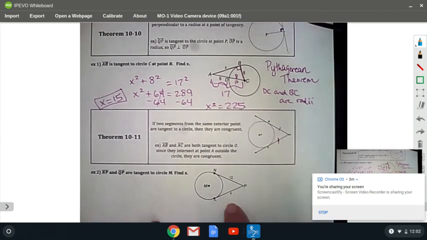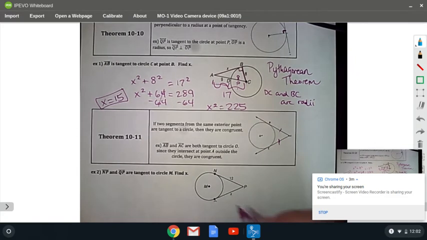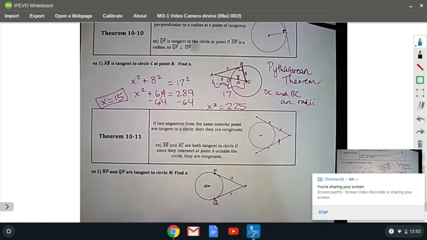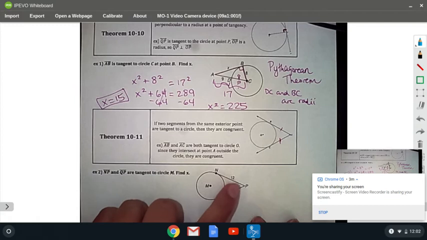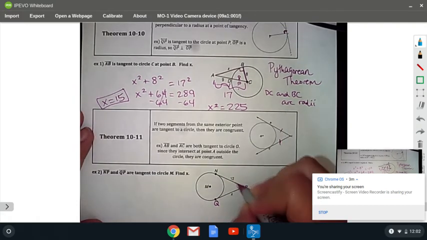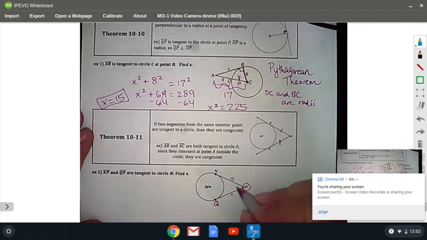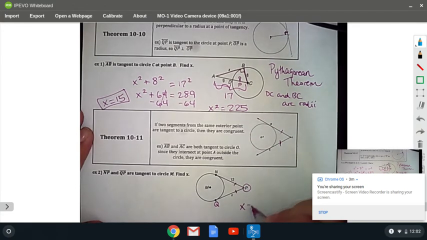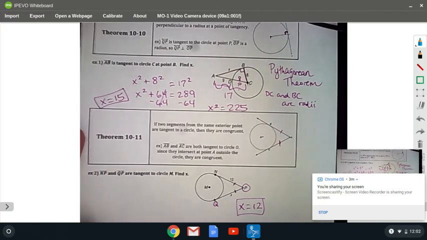So now going back down here to this picture, this is supposed to be a Q. It says that NP and QP are both tangent to the circle. So that means they're both using the exterior point P. They must both be congruent. So X would just equal 12 here. They should be congruent. Okay.